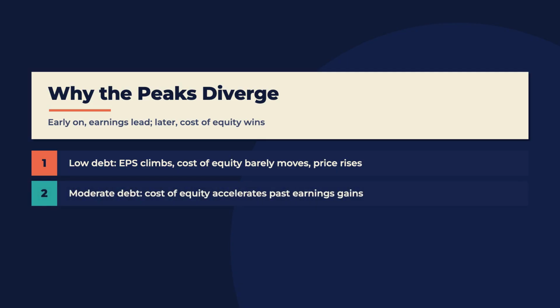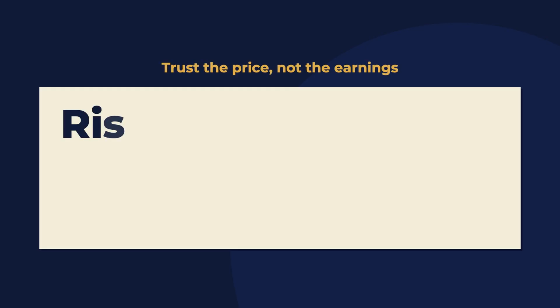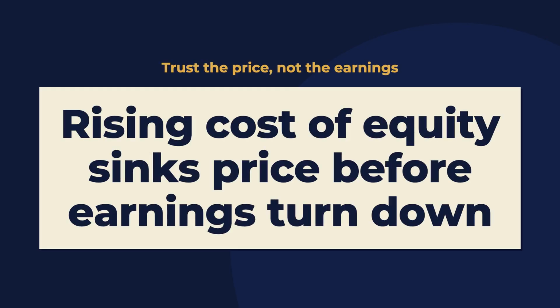But past a moderate debt level, the cost of equity accelerates and outpaces the earnings gains. So valuing a still rising earnings stream at a fast rising required return produces a falling price. When earnings are still climbing but price has already turned down, that's not a contradiction. It's the pattern itself, since price alone accounts for the rising risk of debt.